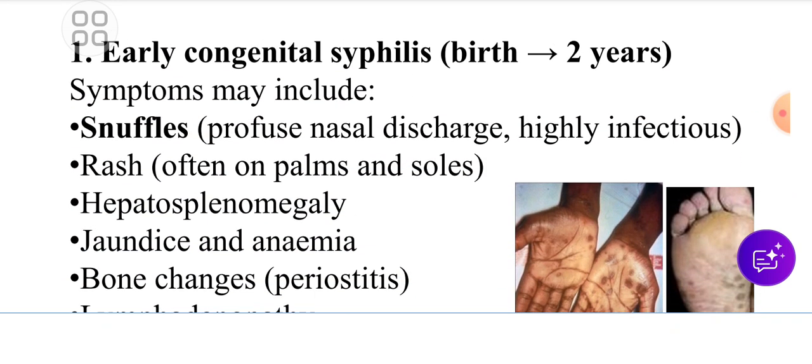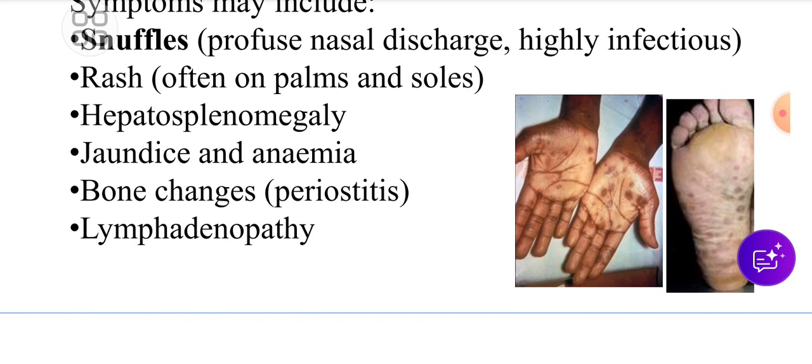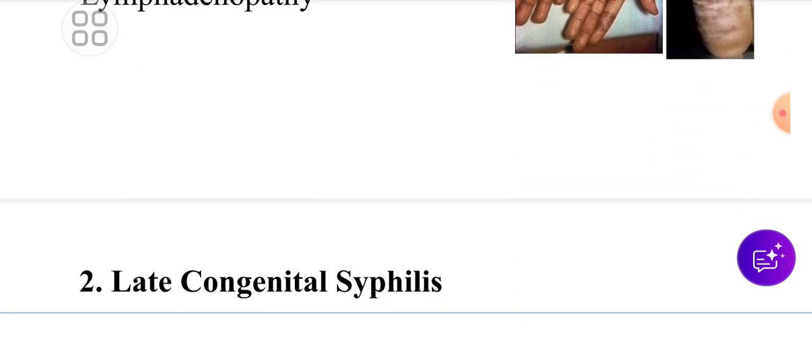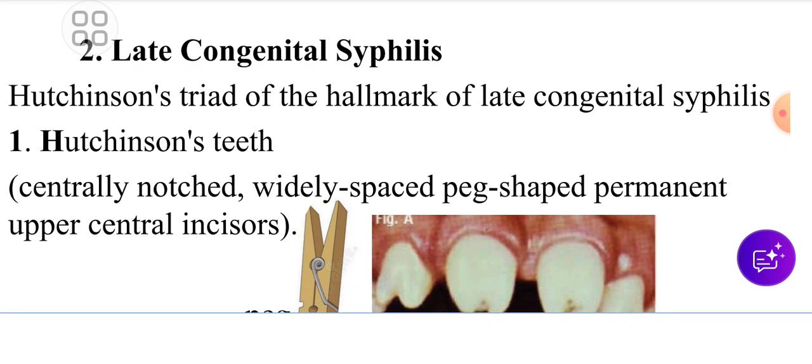Early congenital syphilis, from birth to 2 years: symptoms may include snuffles, profuse nasal discharge, which is highly infectious, and skin rash, often on palms and soles. So look here at the picture, palm and sole. Hepatosplenomegaly, jaundice and anemia, bone change, periostitis, and lymphadenopathy. In late congenital syphilis, there is the Hutchinson triad, which is the hallmark of late congenital syphilis.